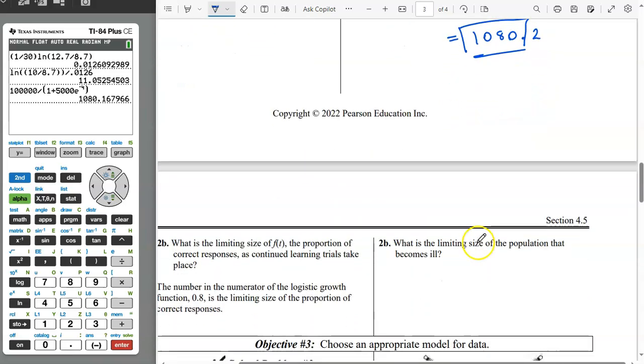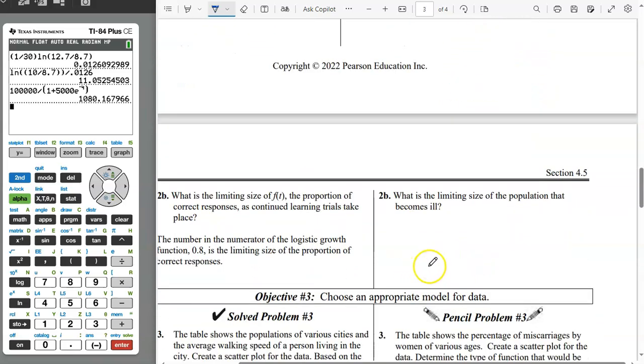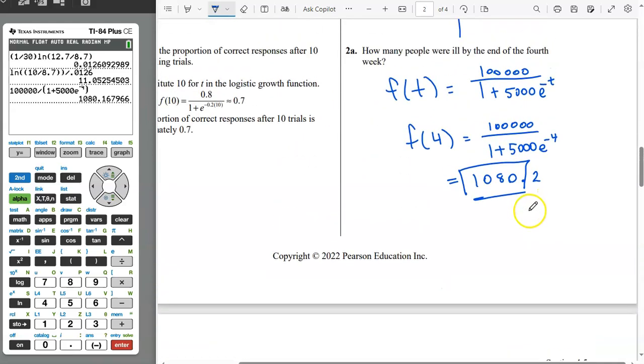But we can have a problem like this. What is the limiting size of the population that becomes ill? In other words, what is the maximum number of people that become ill as time just keeps going on and on and on? That's asking the question, what does f approach as t approaches infinity? That's the one that we were already looking at, this type of example.